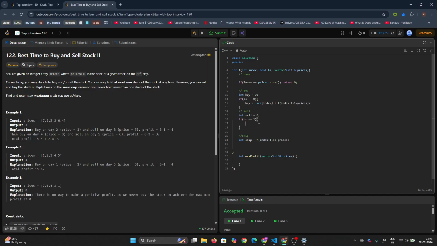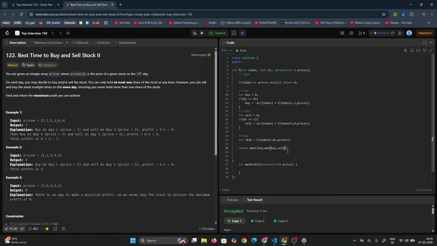And then if BS equals to 1, we could sell, and sell would be arr index plus, because we would add the amount to our profit if we are selling. Index plus 1 comma 0 comma prices. Here why we are giving 0, because we have sold the stock, we are not holding any value, so we could buy again. And at last we would just return the maximum value of all these. So maximum of skip comma maximum of buy and sell.